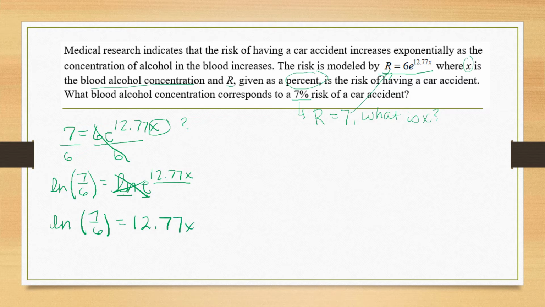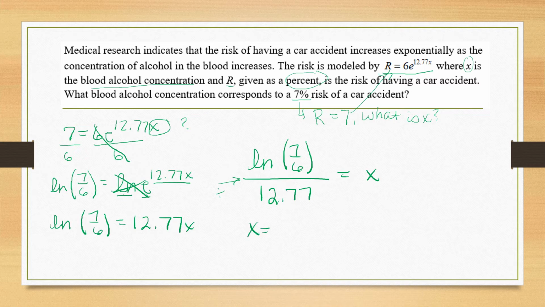12.77x. So I'm going to divide each side of the equation by 12.77. So that's the natural log of 7/6 divided by 12.77. And that's going to give me my X value. So I'm going to use a calculator for this, and you can either set it up as a fraction, or remember that the fraction is a division. So the natural log of 7/6, make sure you close the parentheses, divided by 12.77, and you'll find that the blood alcohol concentration, X, is 0.012.